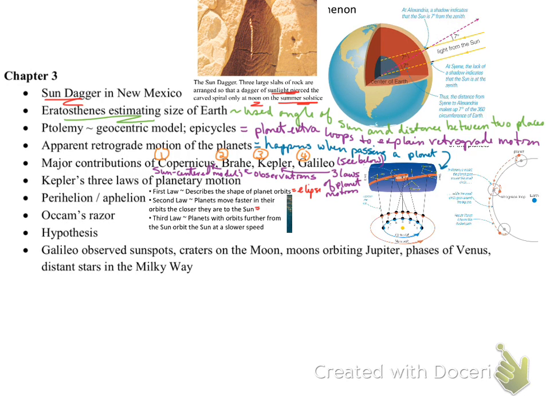Copernicus, one of his students was Brahe. Brahe hired Kepler, and Galileo was kind of on his own. But you can see that Copernicus started what we call the Copernicus revolution, which is back to the heliocentric or sun-centered model of why the Earth and the planets do their thing.